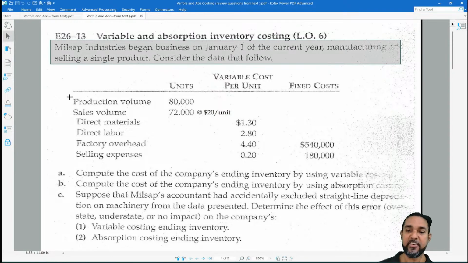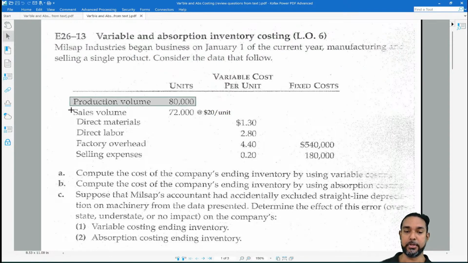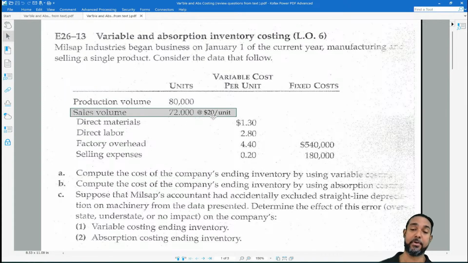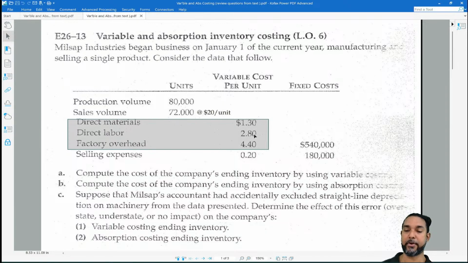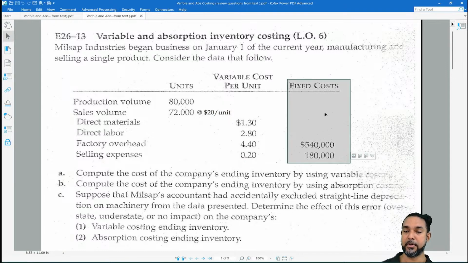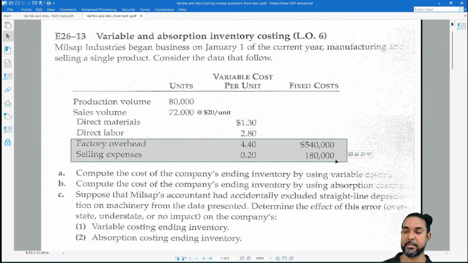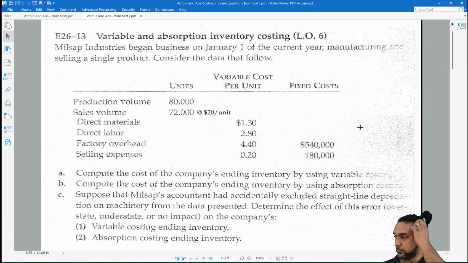Now, we have production volume 80,000 units, sales volume 72,000 units at a selling price of 20 per unit. Then we have the variable cost per unit. So we have direct materials, direct labor, and variable factory overhead. And we also have variable selling expenses per unit. We then have fixed costs across here, right? So we have the factory overhead and the fixed selling expenses. All right.